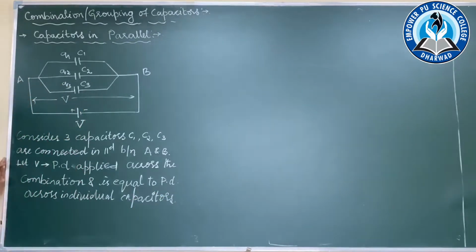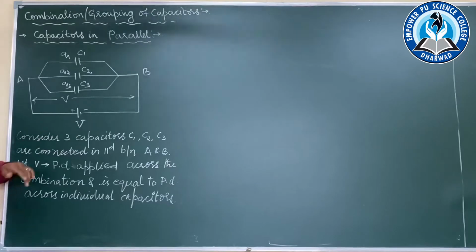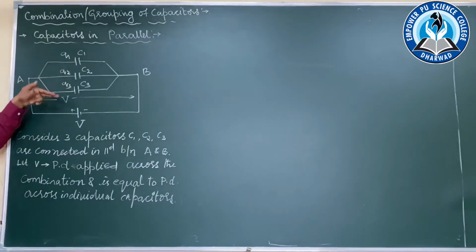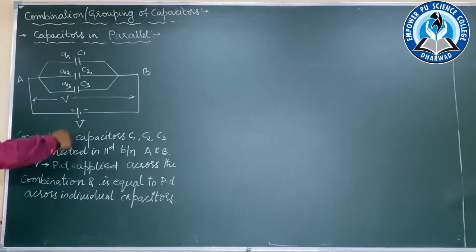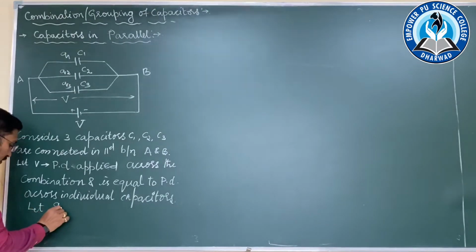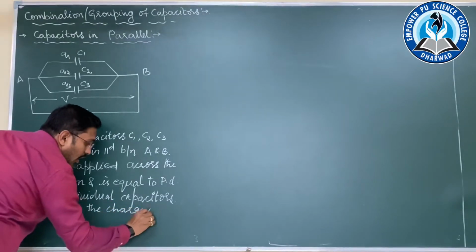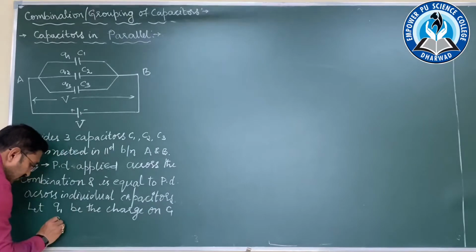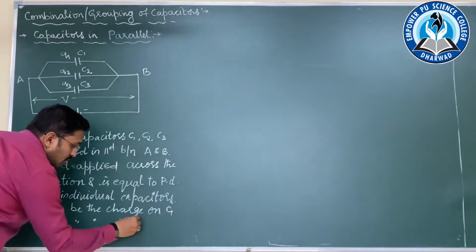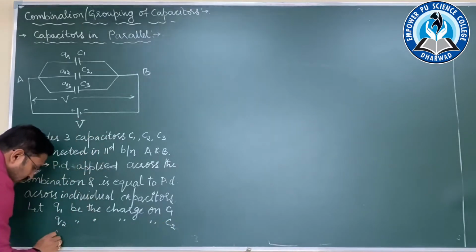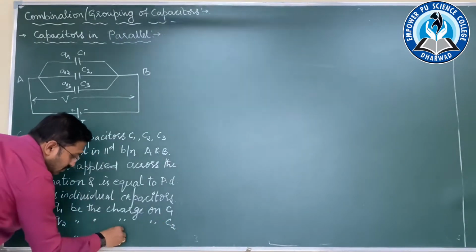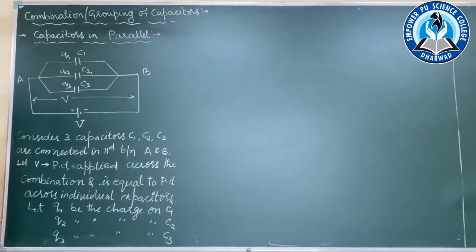Okay, see here, the applied potential V is the same as the potential difference on the individual capacitors. Because of this, charges develop on the capacitors. Let Q1 be the charge on capacitor C1, Q2 be the charge on capacitor C2, and Q3 be the charge on capacitor C3.